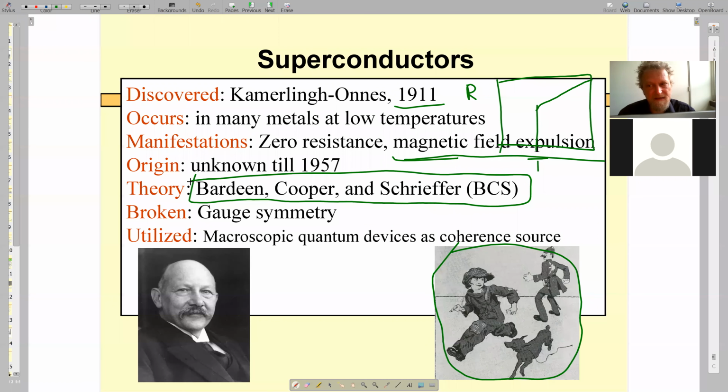With superconductors, it's not that simple. It's not really obvious what is broken. It's gauge symmetry which is broken, in fact, the gauge symmetry which is responsible for conservation of electric charge. Superconductors superconduct owing to this symmetry breaking. So owing to this broken symmetry, superconductors can be used in various quantum devices as a source of quantum coherence.